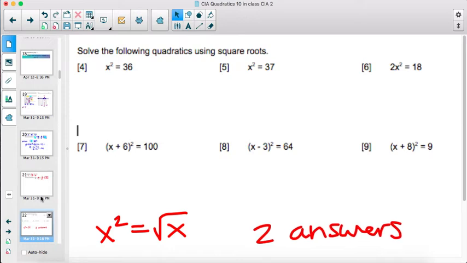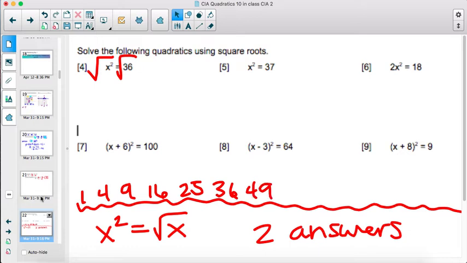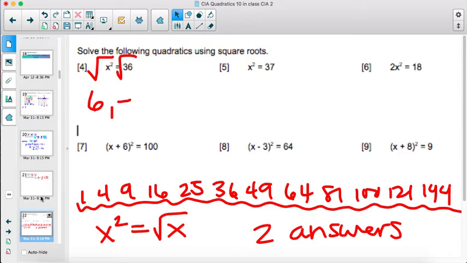So those are your two big things for these types of problems: you should always get two answers, and the opposite of squaring is square rooting. So for the first one, I'm going to square root both sides, and we should know our perfect squares. If you don't, it's 1, 4, 9, 16, 25, 36, 49, 64, 81, 100. So those are all of our perfect squares. The square root of 36 is 6. Since we always get two answers, my other answer is -6.